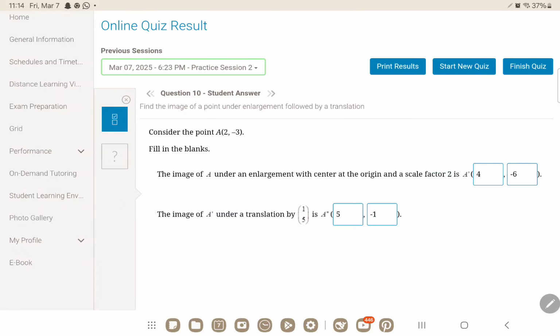Here we have an enlargement again, but these are around the origin. So you just multiply the number by 2. So 2 times 2, 4. Negative 3 times 2, negative 6. Now this under a translation of this. So 4 plus 1 is 5. Negative 6 plus 5 is negative 1. Moving on.